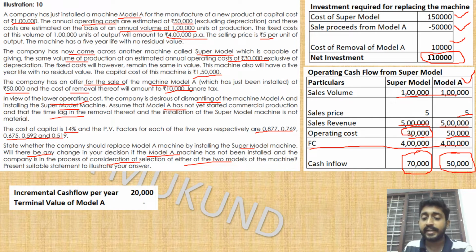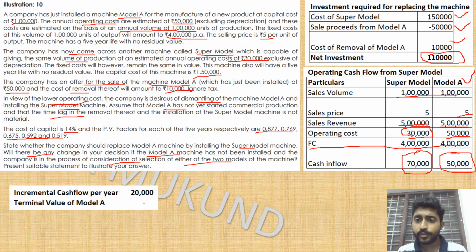One is, model A is already installed by the company, they are going to dismantle it and buy the super model and install the super model. And the second question is, the company has not installed model A, whether to buy model A or the super model. So that is the decision making of the second part.